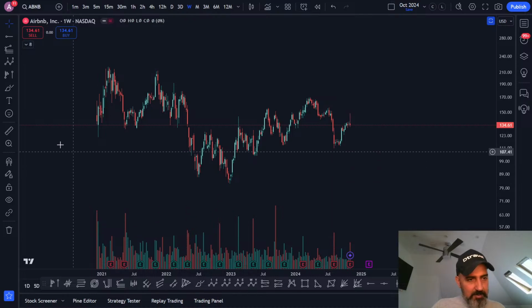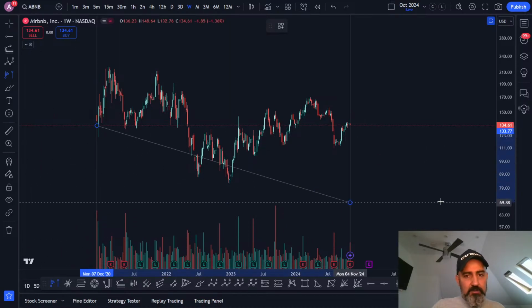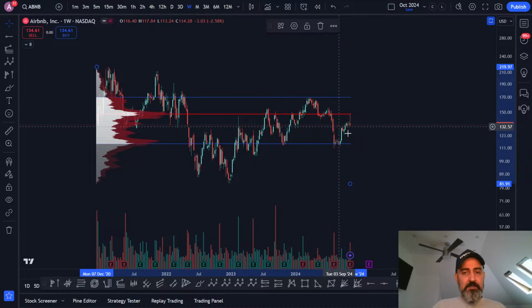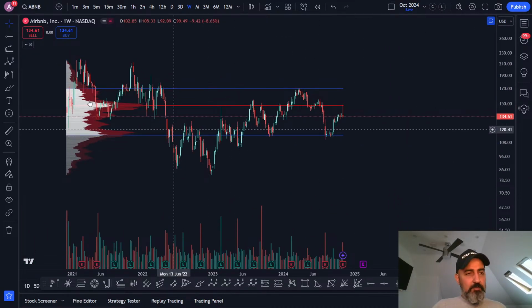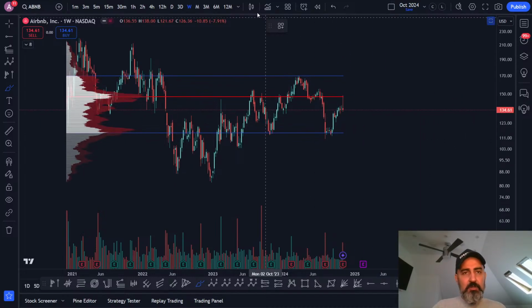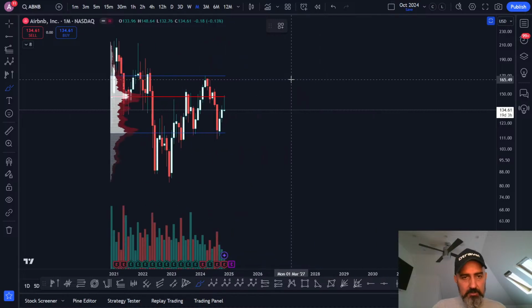Let's have a look at Airbnb while we're here. Yeah, look, we've had a rejection. Airbnb's had a clean rejection from the point of control. So higher high, higher high, higher high, lower low, lower high, lower low, lower high. It's bearish, huh? Airbnb's bearish.